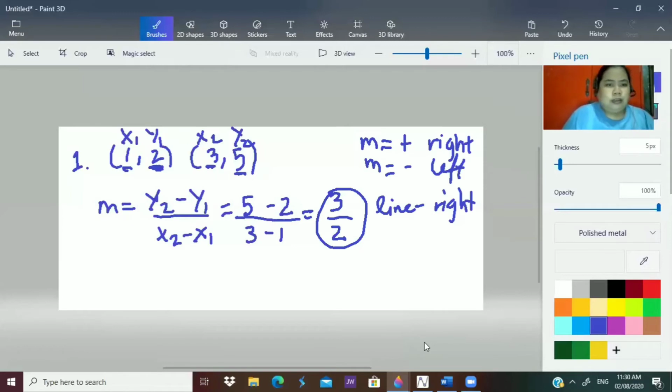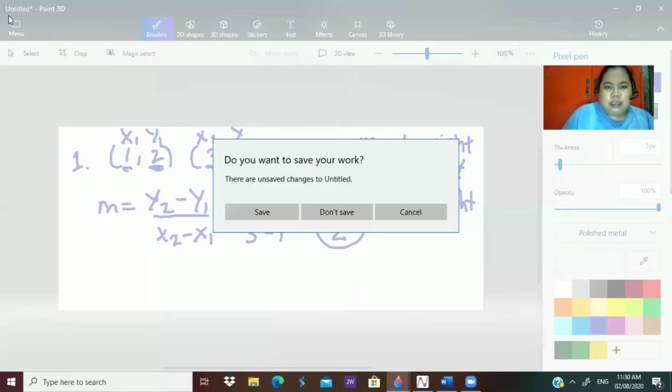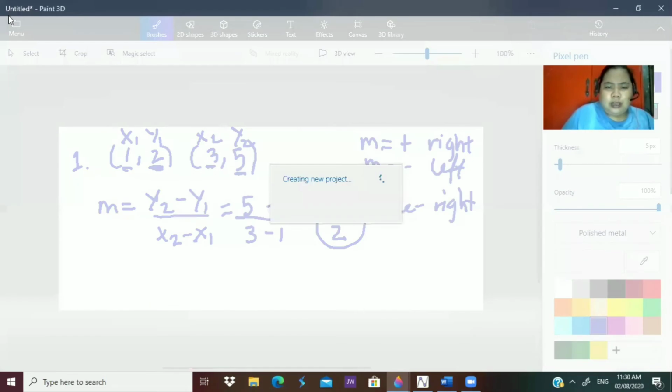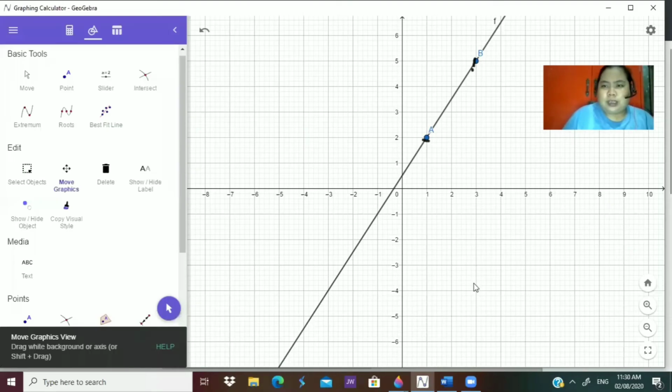Okay. So, paki-screenshot muna ng mga nagnanais na sumubaybay. Ayan. Pwede nyo pong i-screenshot. Pwede nyo rin naman na balikan. Okay, so let's proceed on another slide. So, the answer is 3 over 2. How about if we're going to try our method last time?